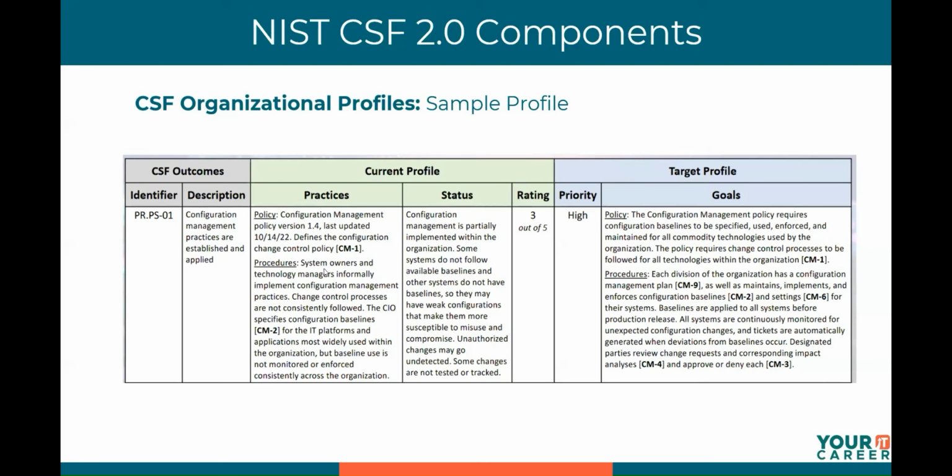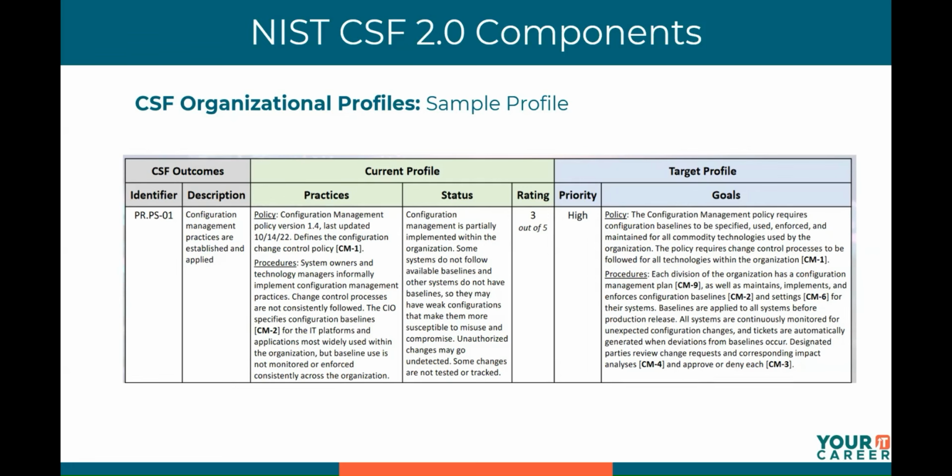So you can see that they are at a certain place and they have a target. So they need to identify the gap. For example, change control process is not being followed, and here change control processes are being followed. So they need to identify those gaps and say, what do we actually need to do and implement as an organization to make that a reality?